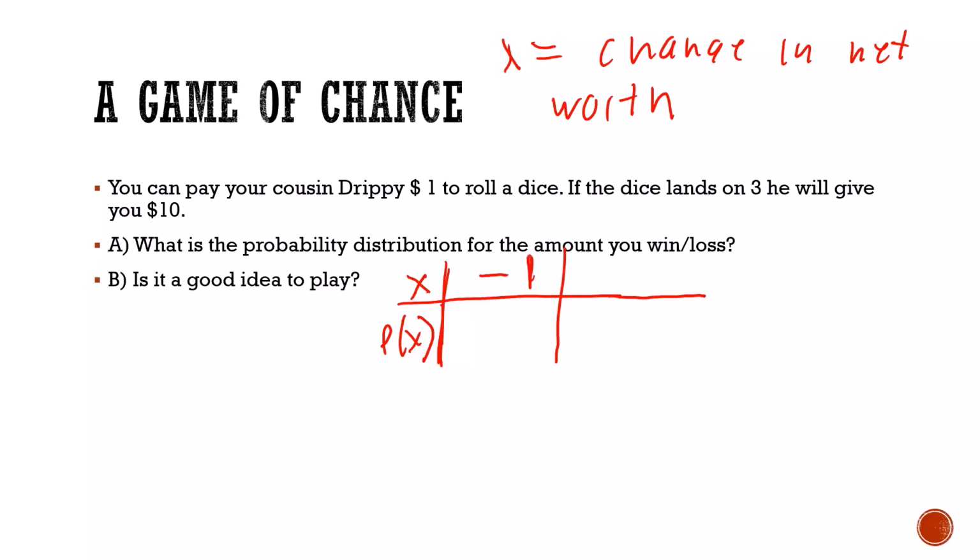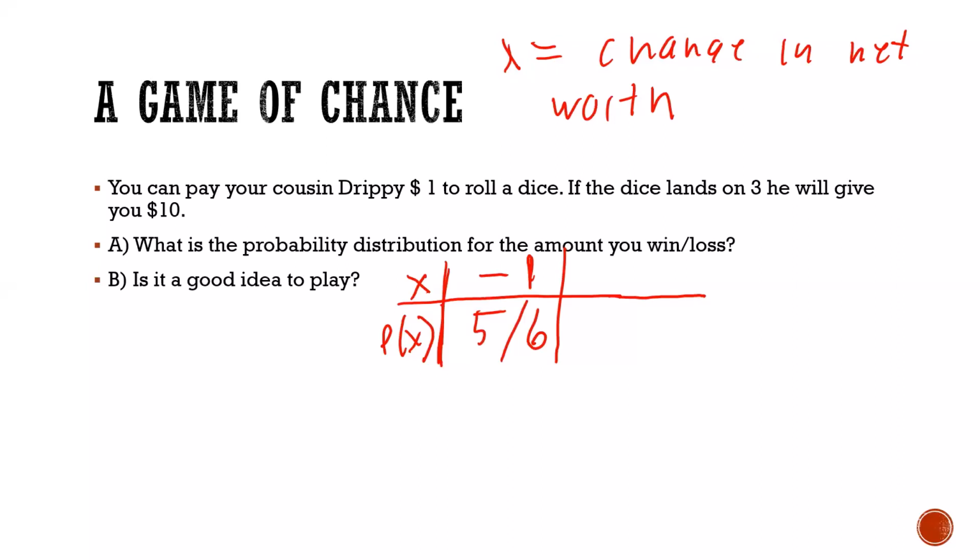What would be the probability associated with -1? So what's the probability associated with losing $1? Probability of losing $1 is pretty clear, everybody. If the dice lands on a 3, he gives you $10. If it doesn't land on a 3, he doesn't give you anything. So the probability of losing that dollar is, everybody? 5 out of 6. 1 out of 6 is the other probability, right? We all clear why this is 5 out of 6, right?